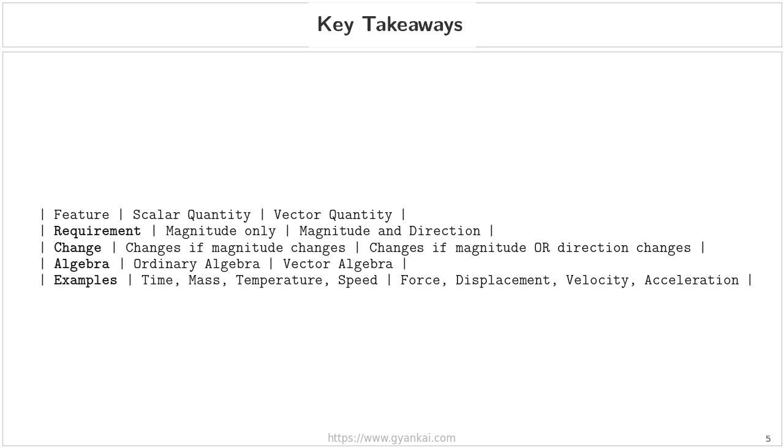Finally, let's review the examples to solidify your understanding. For scalars, remember our earlier examples: time, mass, temperature, and speed. For vectors, we have force, displacement, velocity, and acceleration. Keep this table in mind, because in our next slide, I am going to highlight some common pitfalls where students often get tripped up when applying these differences in exam questions.